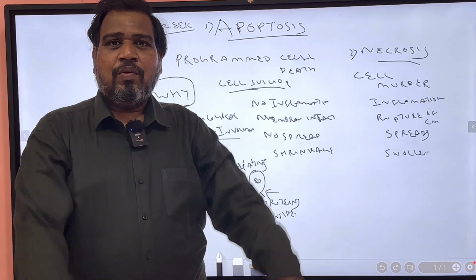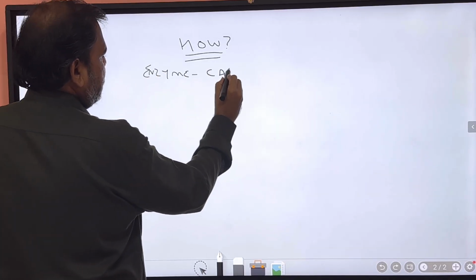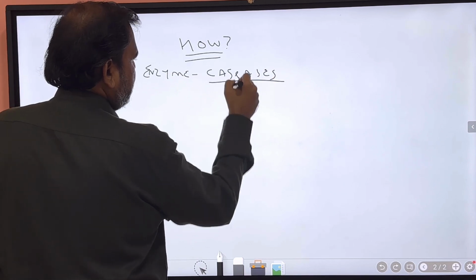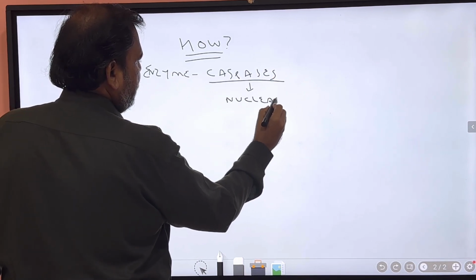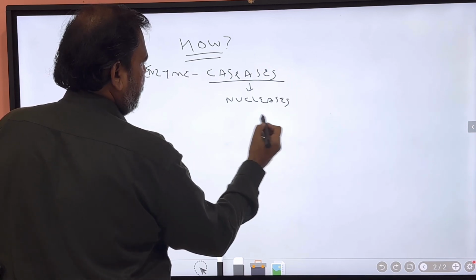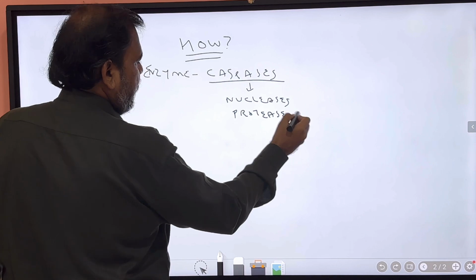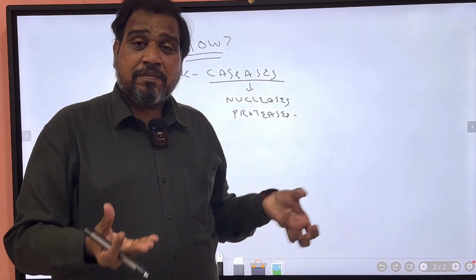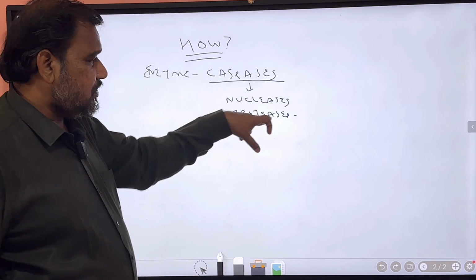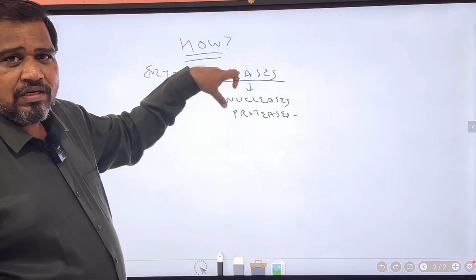Next, how does apoptosis occur? It is with an enzyme cascade. The main enzyme is caspases. As the name suggests, it is going to produce nucleases, which will break down the nucleic acid, and proteases, which will break down the protein. So, the genetic material present inside the cell is broken down by these nucleases and proteases. For these enzymes to be created, caspases are needed.